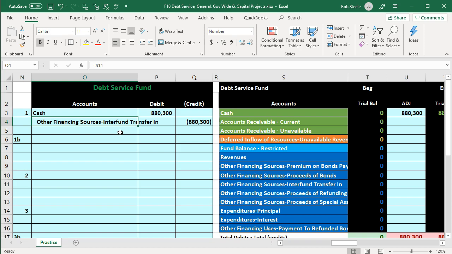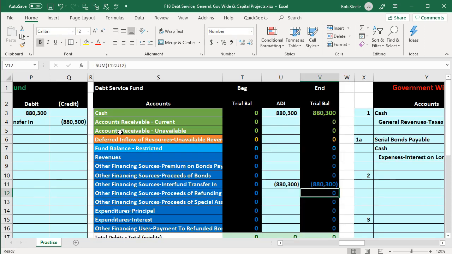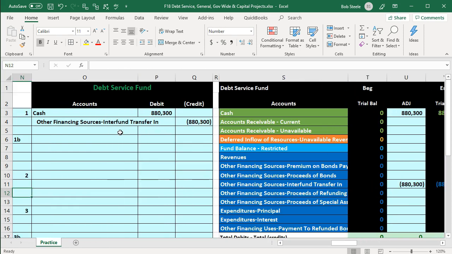And then we have the other financing source. So the other financing source, the transfer in U11 equals, and we'll pull over the credit on that side. So there we have that. Then we're going to record the activity for the cash payment of the bonds that were outstanding.